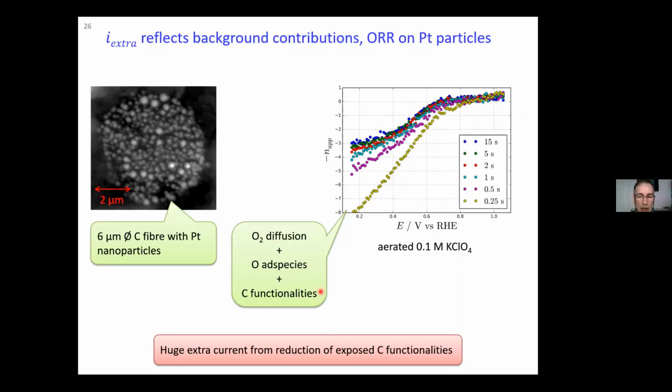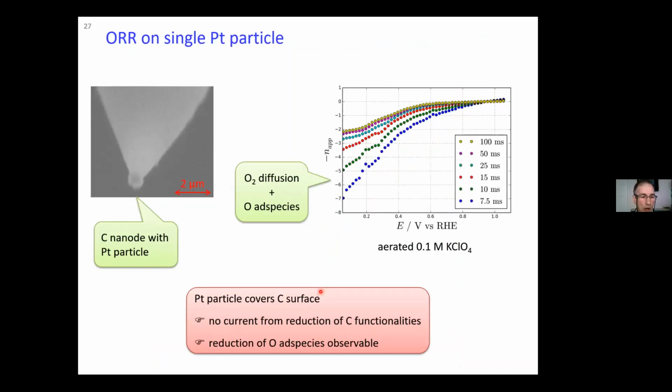And the reason we think the carbon functionalities are involved is because when Oliver performed these experiments, this time with carbon which had been coated with platinum nanoparticles, of the order of 800 nanometers, the sample current voltammogram looked a lot more reasonable. This time we could go to much shorter time scales.